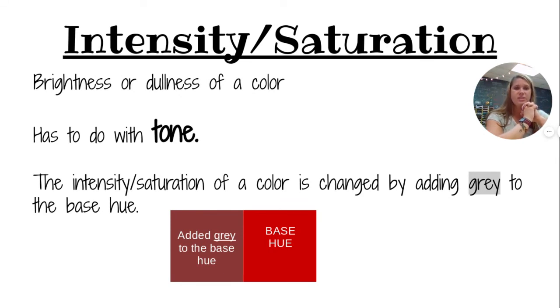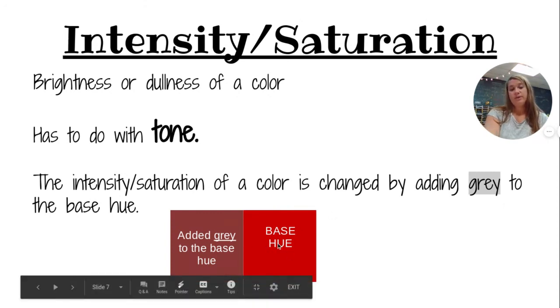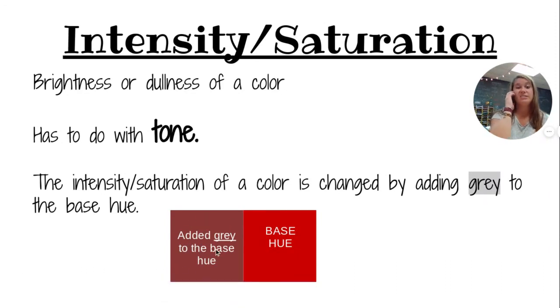So to make something toned down, like I just said, you have to add gray to it. So the intensity or saturation of a color is changed by adding gray to the base hue. So if our base hue was red, just like before, if we add gray to it, we're going to get this kind of, I actually don't know the technical name of that color. I would call it heathered red. Heathered is another term for adding gray to stuff, more like in the t-shirt world. But that's what intensity or saturation is.